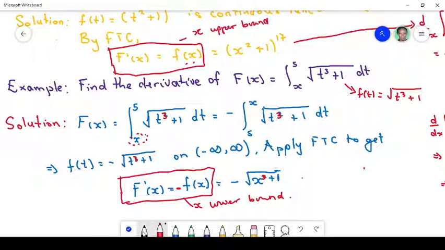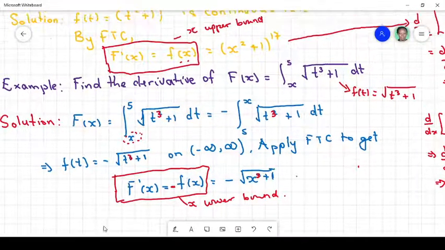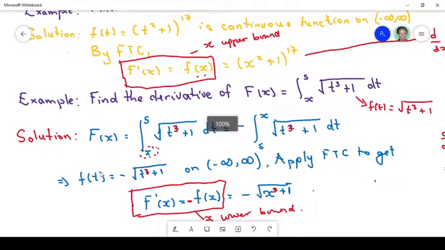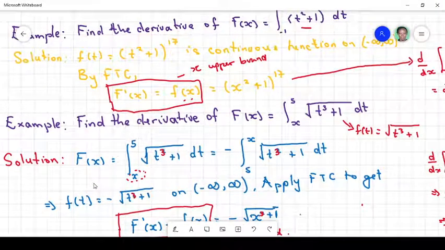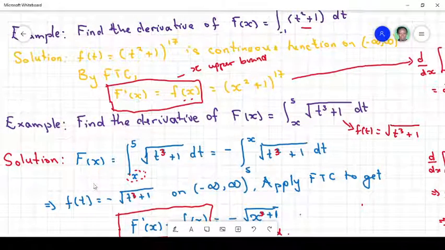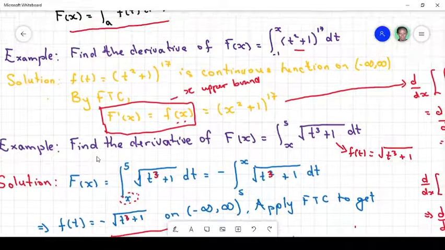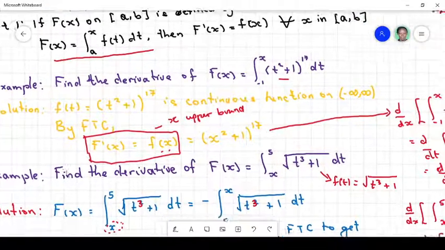So this is the first part of the fundamental theorem of calculus. These are the results we have. In our next lesson, we'll look at part 2 of the fundamental theorem of calculus.